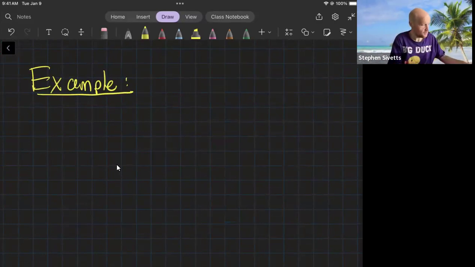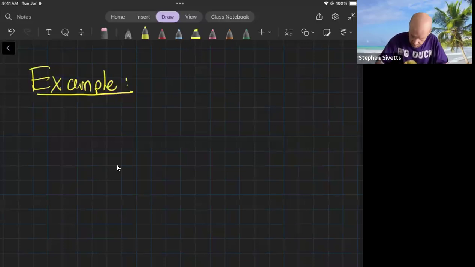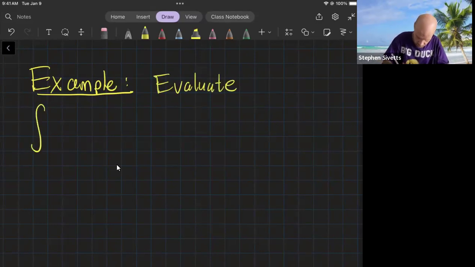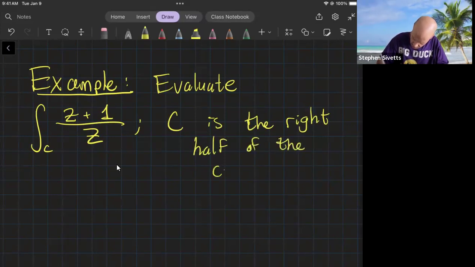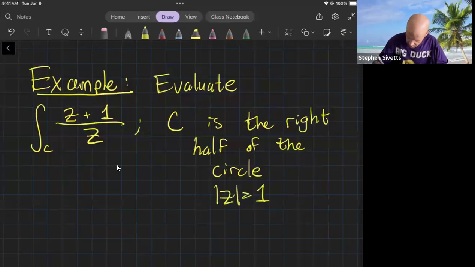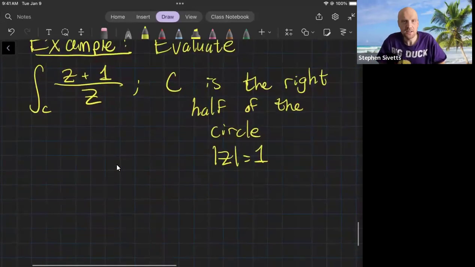Okay, yeah, it's right here. So, shoot. It's 1 divided by z. C is the... equals 1. Try to work on this for a bit.